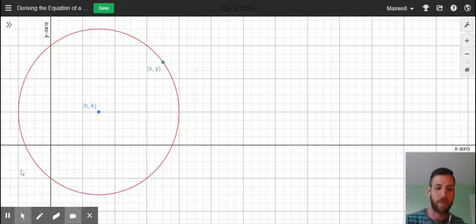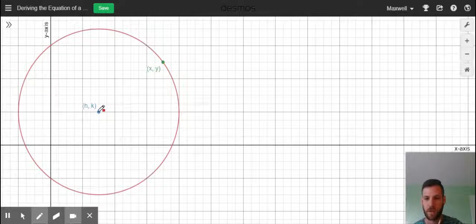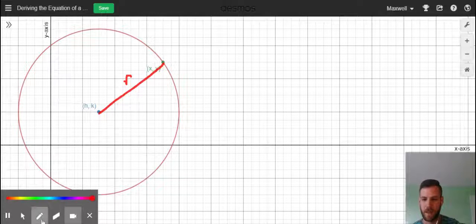So we want to start labeling and drawing on this circle a little bit. The first thing I would do is draw the radius of the circle. That would be just connecting these two points right here. So let's draw a little radius line right there, and we'll mark it with an R for radius.